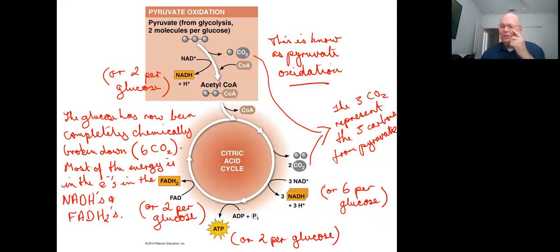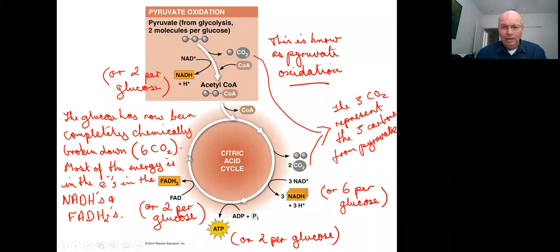So that's where the energy is. Now that we've finished the chemical disassembly of the glucose, the energy is in the form of those electrons in the NADHs and the FADH2s. So obviously, in the last step, the 3rd step of cell respiration, we're going to be looking at how we get the energy out of those electrons to make ATP.